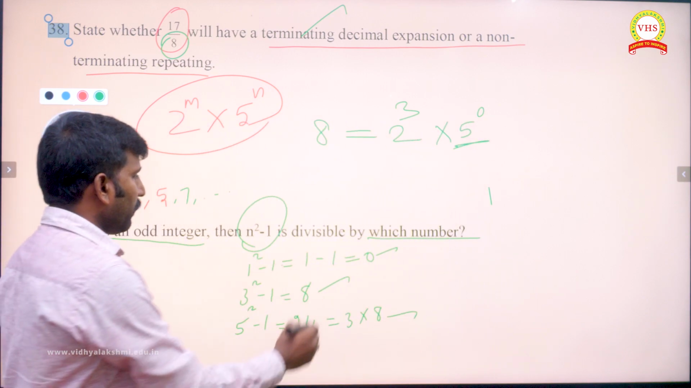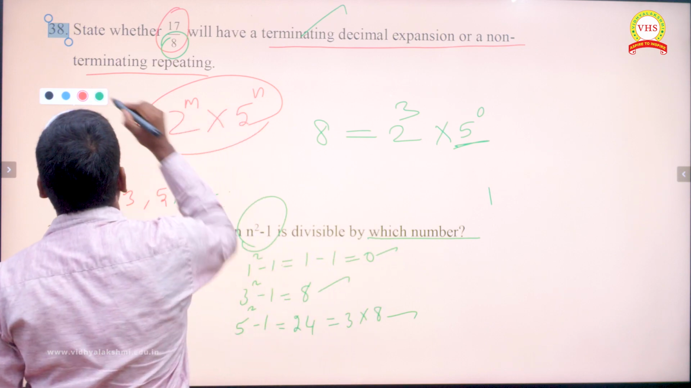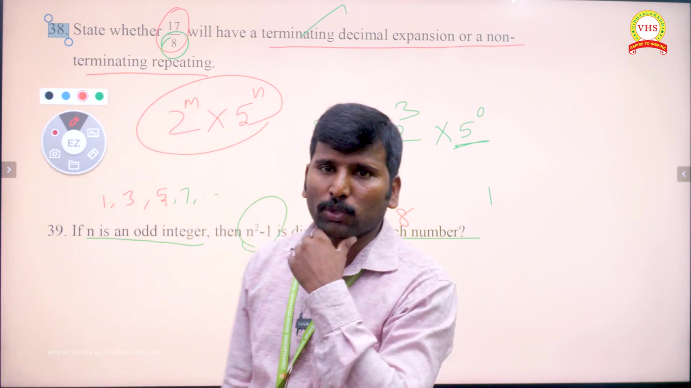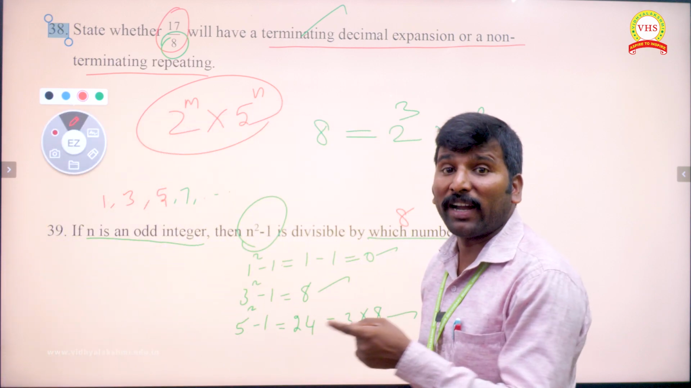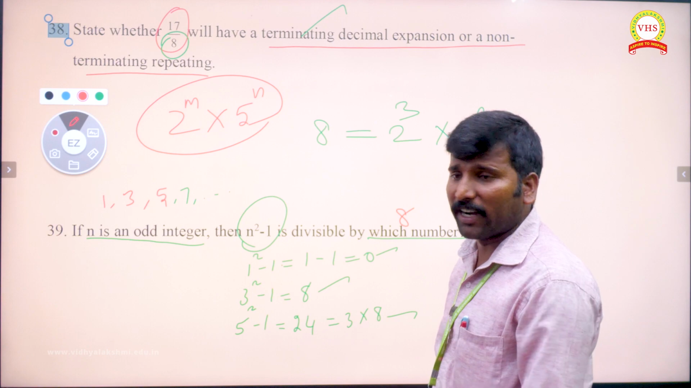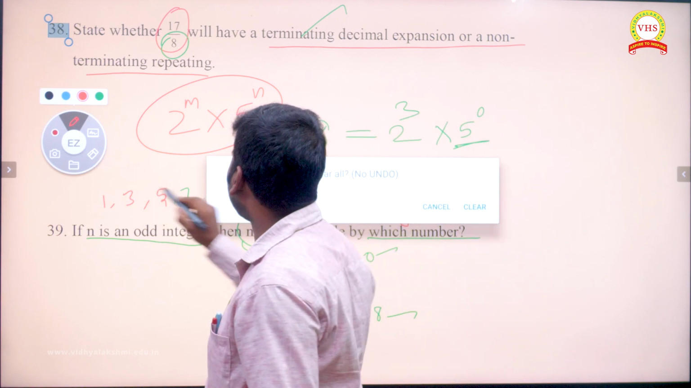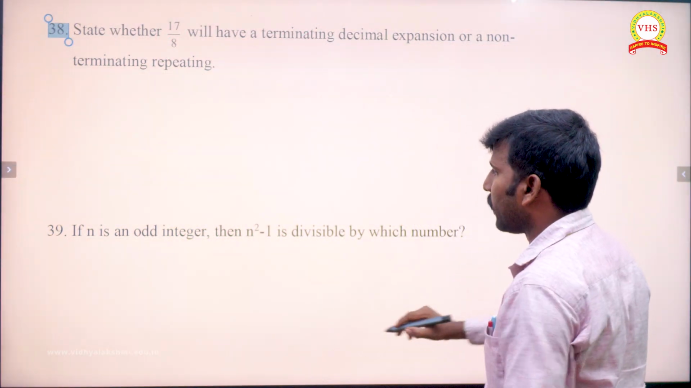So this is divisible by 8. We have to say this is divisible by 8. Which number? 8. N square minus 1 is divisible by 8 when n is an odd integer. When n is an odd integer, we have to say this is divisible by 8. Understand, children?